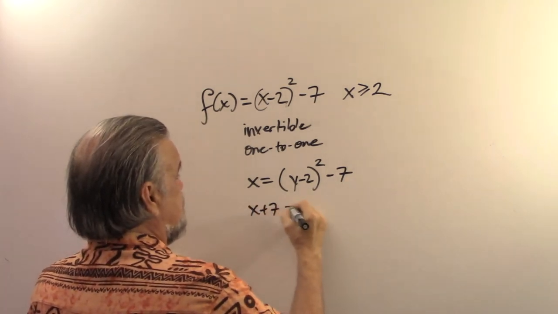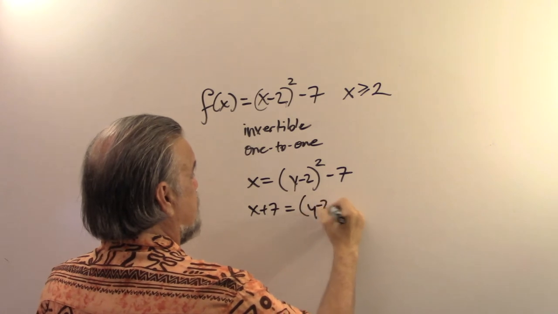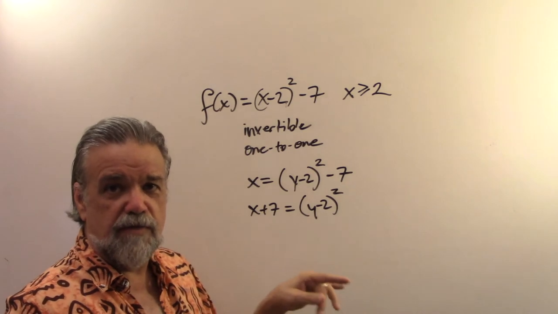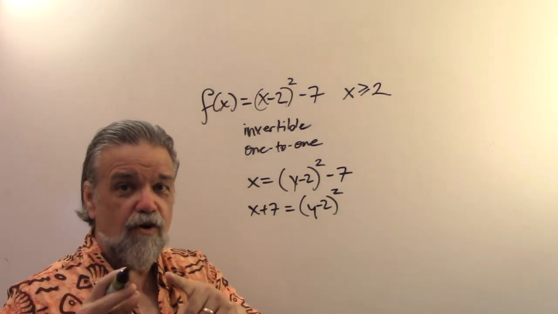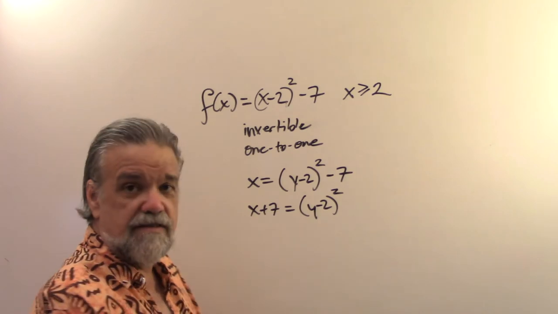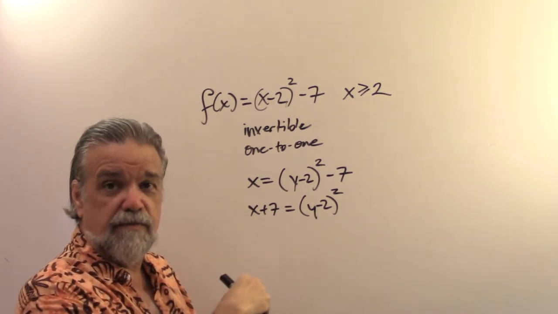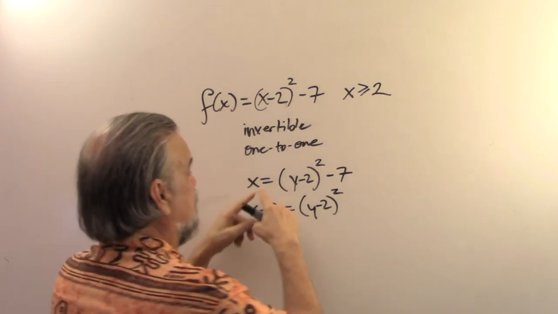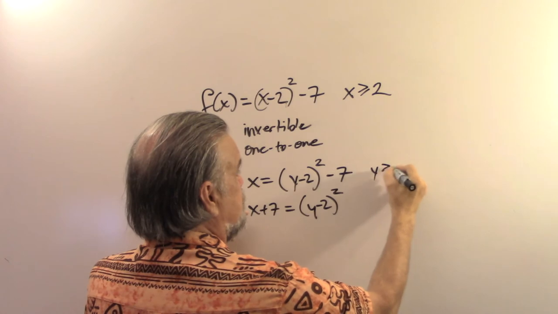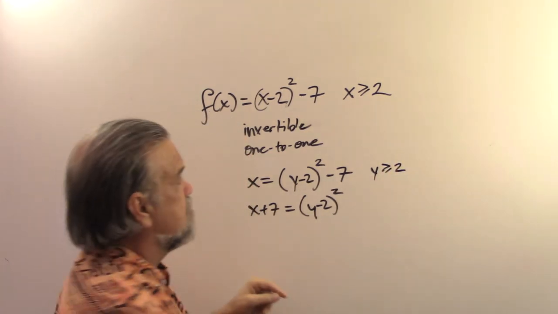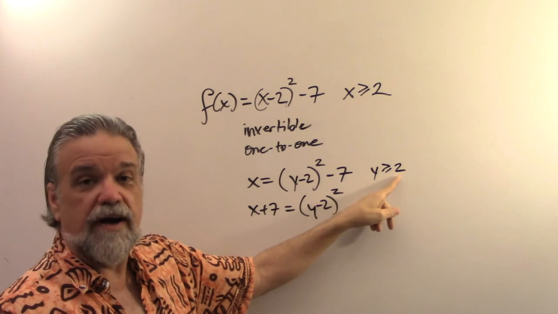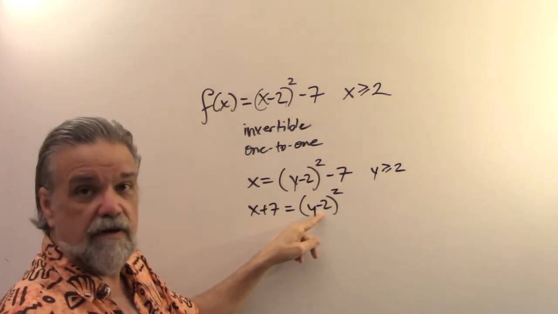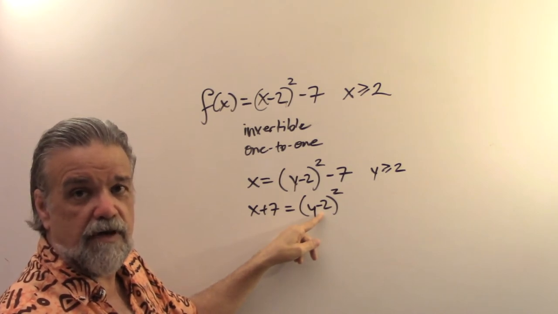I get x plus 7 equals y minus 2 squared. And now I'm going to take the square root of both sides. Now, normally, when you take the square root of both sides, in front of the radical sign you've got to put a plus or minus, right? Not this time. Because once we switched our y's, we now know that y is greater than or equal to 2, so that means y minus 2 is going to be greater than or equal to 0.